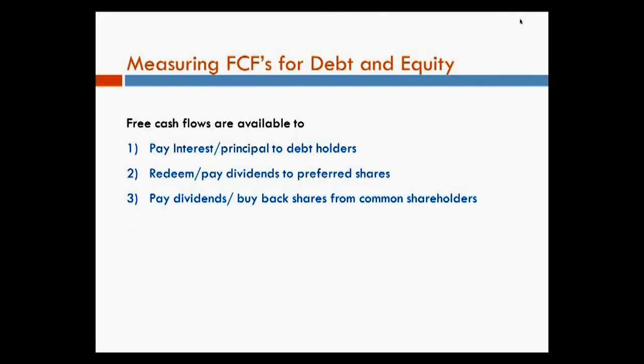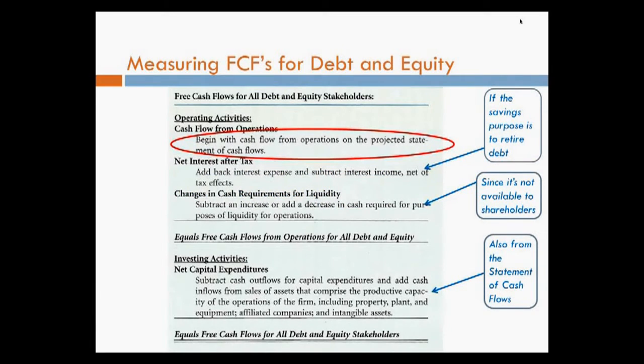Now let's talk about it from the perspective of debt and equity. So these are free cash flows that could be used either to pay off your debt or for equity. So these are free cash flows to pay your interest, redeem or pay dividends, or to buy back shares. So for debt or equity, you would use your weighted average cost of capital in this situation. But let's try to work our way through how you come up with what the cash flows are before we figure out how to do the calculation.